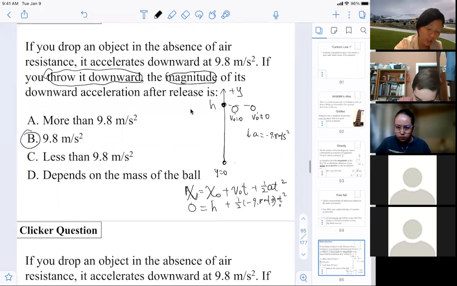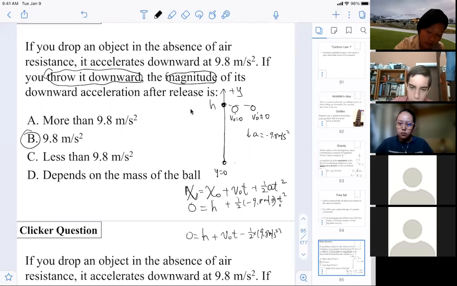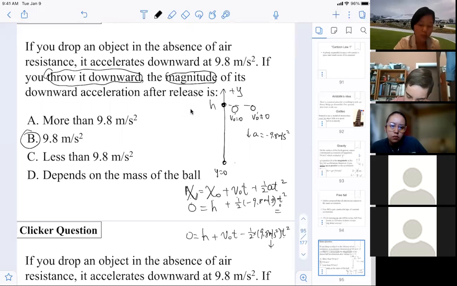If you do have a non-zero velocity, you have v naught t minus 1/2 times 9.8 t squared. So you will find this t, right? This t will be smaller than the other t. You'll find a different time, but you can see the acceleration is the same. The difference is your initial velocity, as some of you have pointed out earlier. Okay, very good.